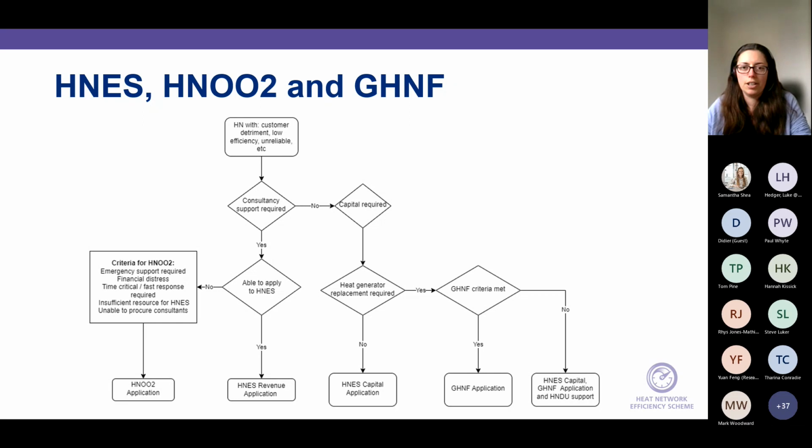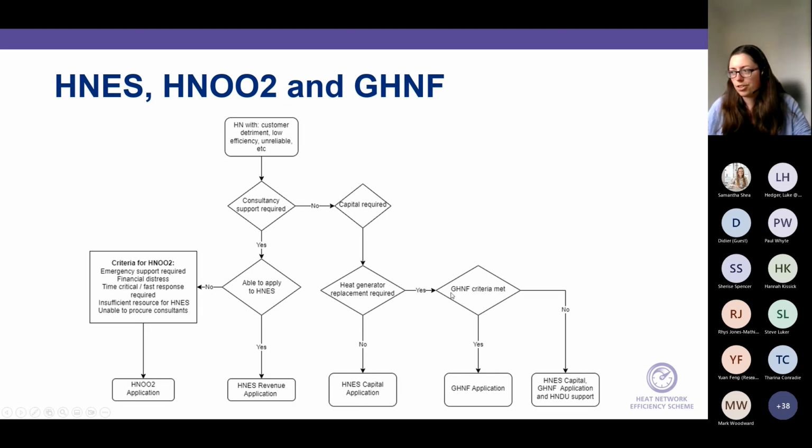This diagram shows, as a client or heat network operator, which route you might go down to get funding. Starting at the top, you've got a heat network that's got customer detriment, low efficiency, it's unreliable. They may need consultancy support, but they may not. If they already know what the issues are, they might just want to go straight to a capital grant. If they want to replace their heat generator, then that would need to go down the Green Heat Network Fund route. If they're not looking to replace the heat generator, then they could submit a capital application into HNES.